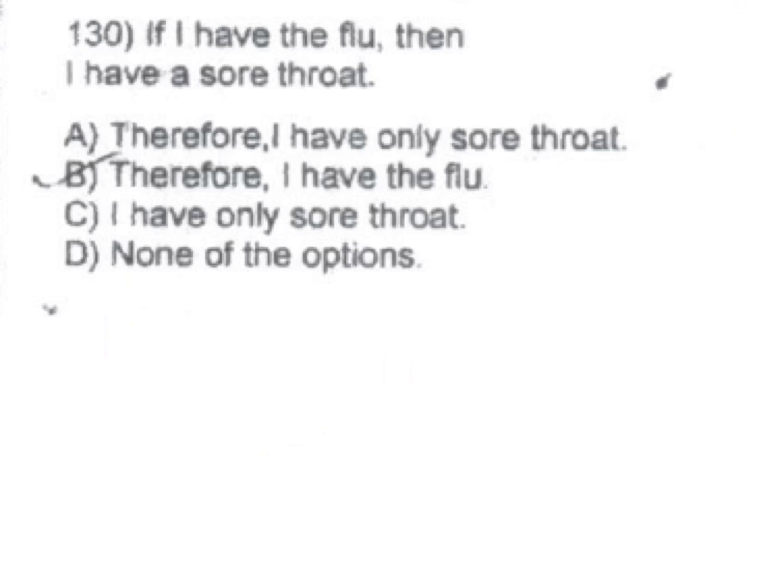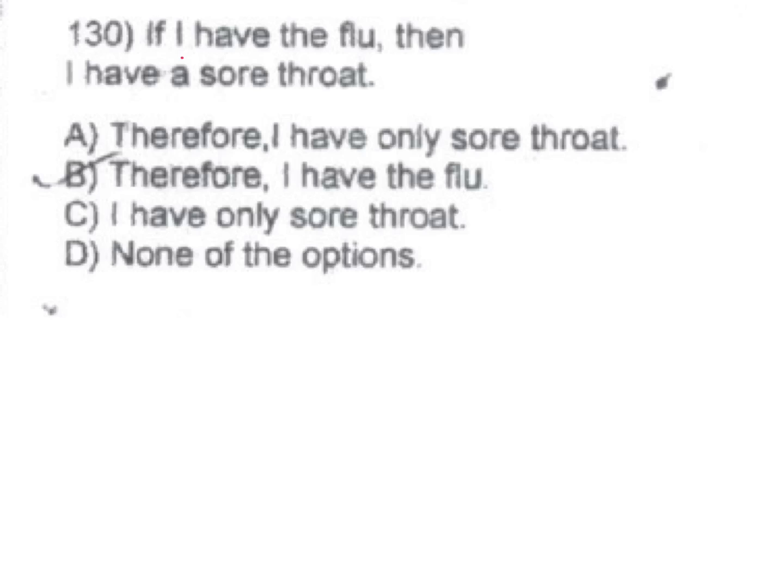This is based on statement and conclusion questions. Sorry, statement: you have to choose which one follows or not based on the given statement. Question. Statement is, if I have the flu, then I have a sore throat. Options are A, therefore I have only a sore throat. B, therefore I have the flu. C, I have only a sore throat. D, none of the options. You answer this question.